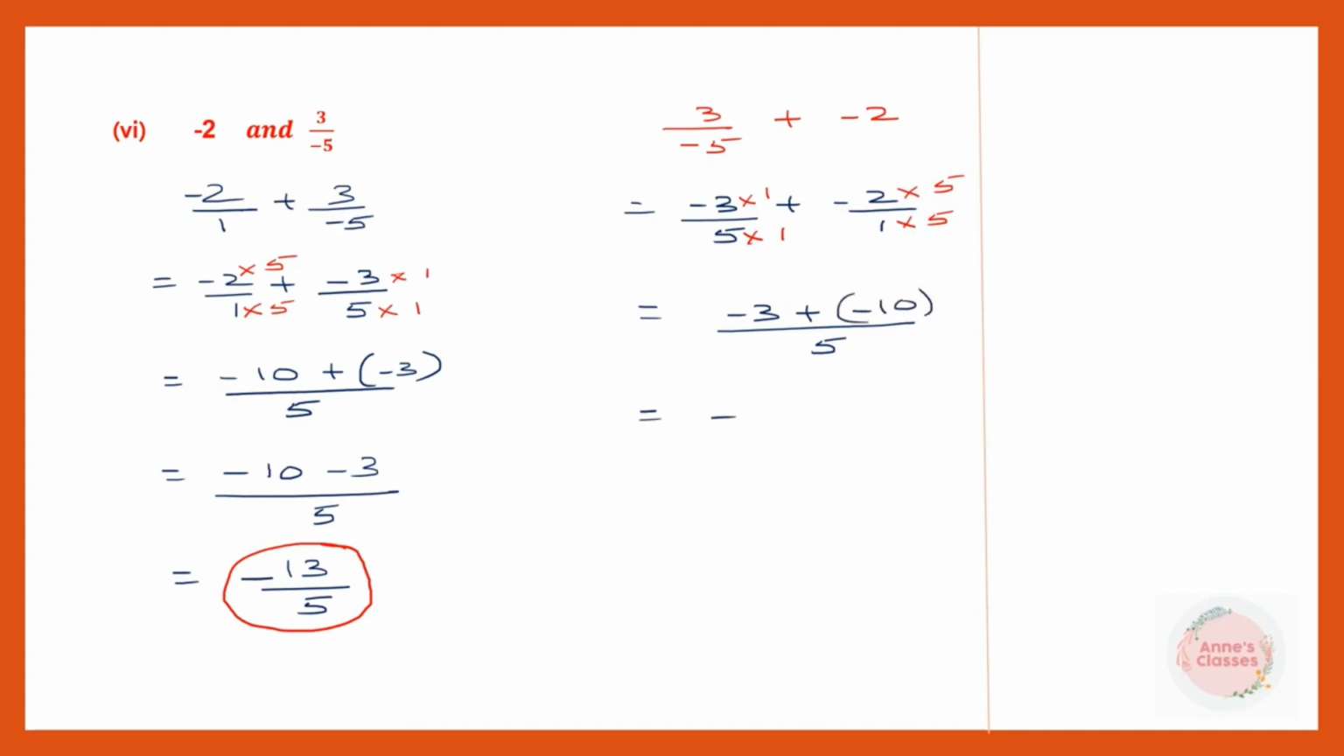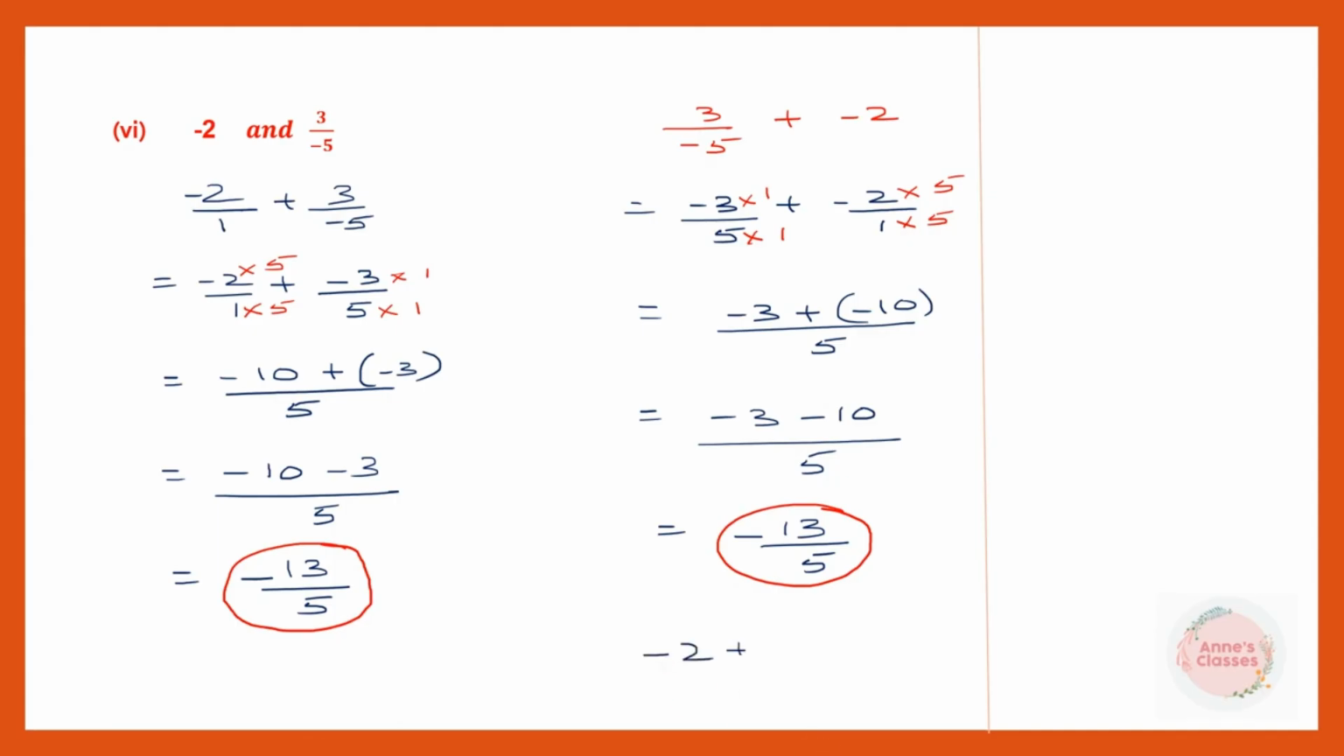So here it becomes minus 10. Let's remove the brackets. Minus 3 minus 10 by 5. Signs are the same here, isn't it? We have minus 3 and minus 10. So let's put the same sign and add. 3 plus 10 is 13 and the denominator is 5. So what is our answer? Minus 13 by 5. So the answers are the same. That means we have verified the commutative property here also.